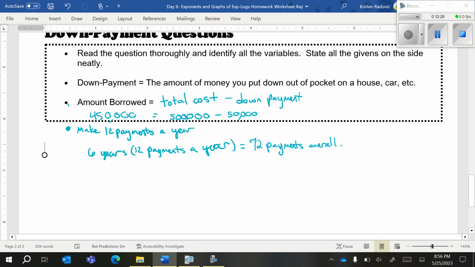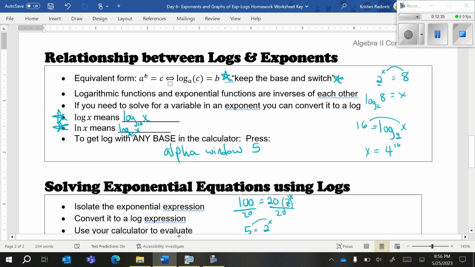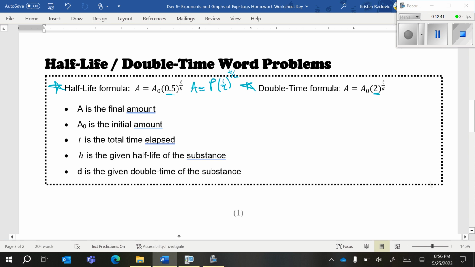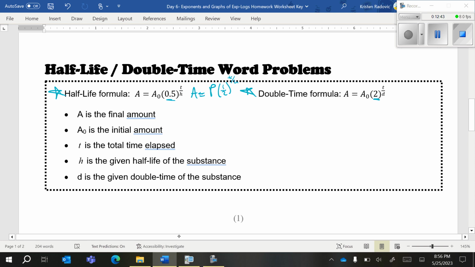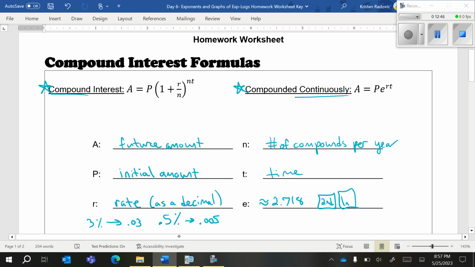But what you have to remember here is the formula to how to find your amount borrowed. So we have the amount borrowed formula. We have the phrase, keep the base and switch. What log x means, what ln of x means, your half-life formula, your double time formula, and the compound and continuous interest formula. I know that's a lot of formulas to remember, but you gotta remember them for the regions. None of them are on your reference sheet. Bye.